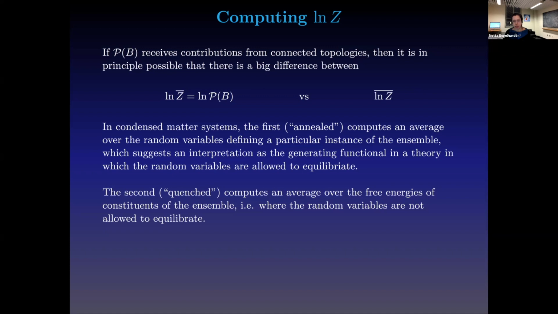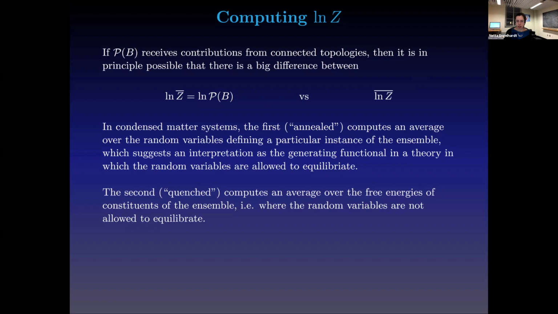So, for example, in condensed matter systems, these two have two different names. They're very well studied. This first one is called the annealed free energy, which computes an average over random variables that define a particular instance of the ensemble. So this is in the case where you actually are doing an ensemble average. And that suggests that log Z bar here is really more like a generating functional in a theory where the random variables are allowed to equilibrate.